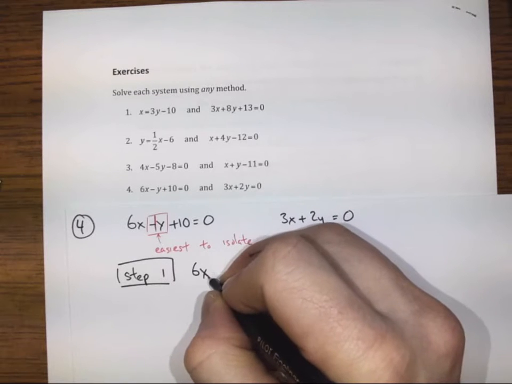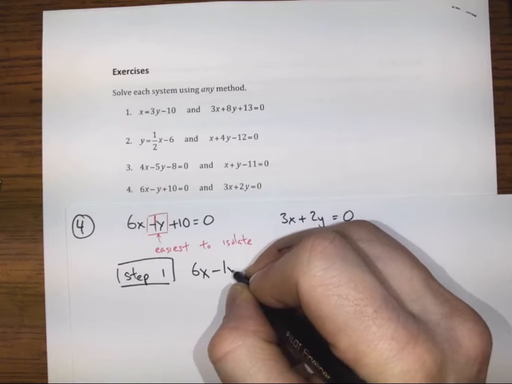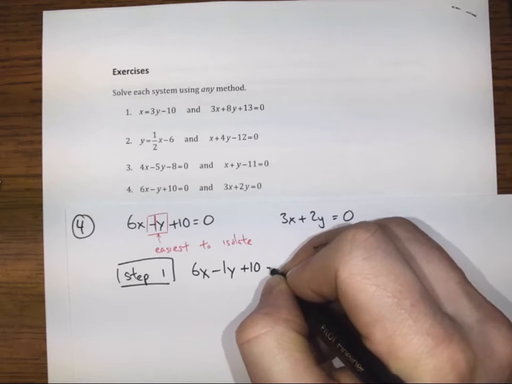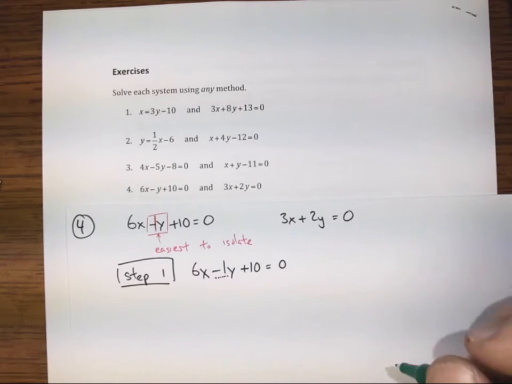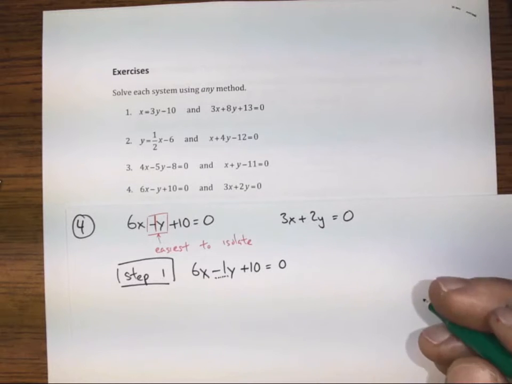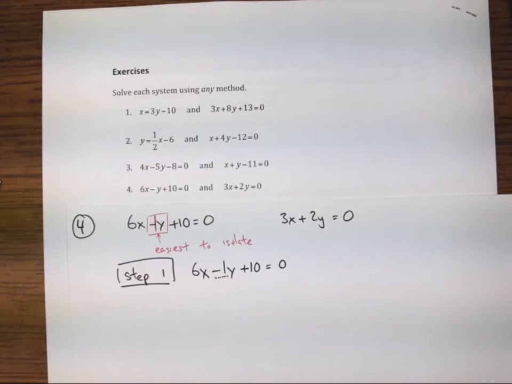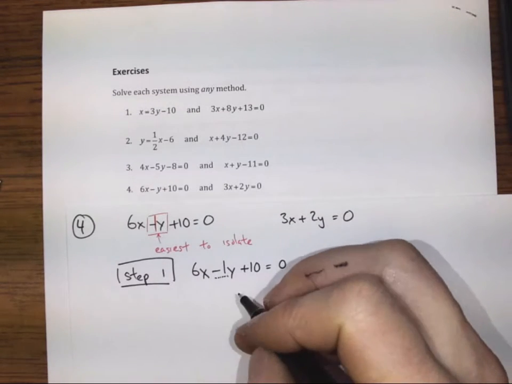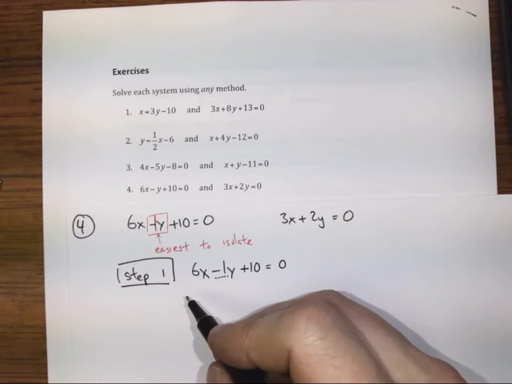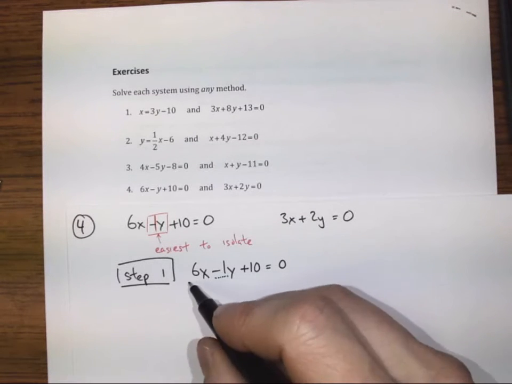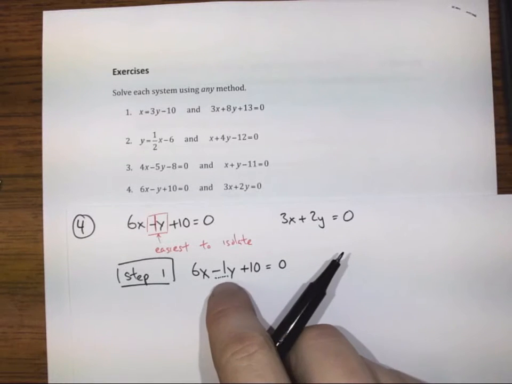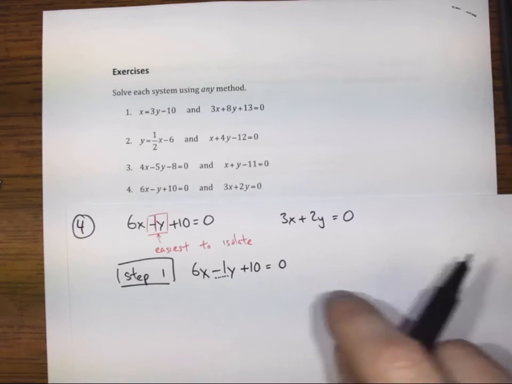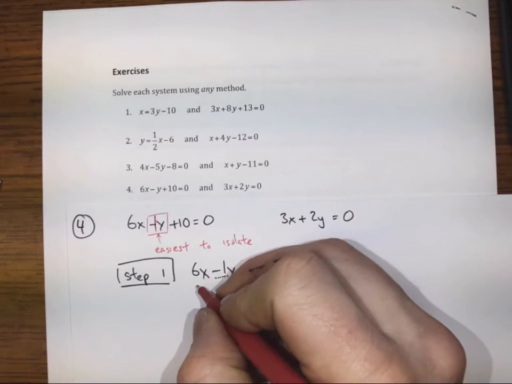6x minus 1y plus 10 equals 0. Notice I wrote the -1y in, because I don't want to forget that -y means -1y. There's a coefficient there of -1. All right, so we're going to isolate y. So we'll get the things furthest away from y away from the side. So what's furthest away from y? I think this 6x is.